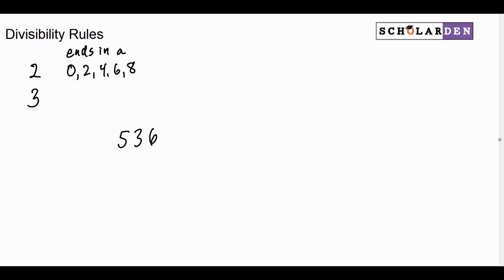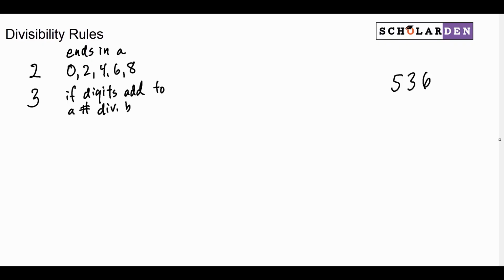All right, let me move this number over. So if the digits add to a number divisible by 3, let's look at one that works. Take the number 291. Well, 2 plus 9 is 11 plus 1 is 12, and 3 does go into 12, so 3 does go into 291. Interesting little rule.